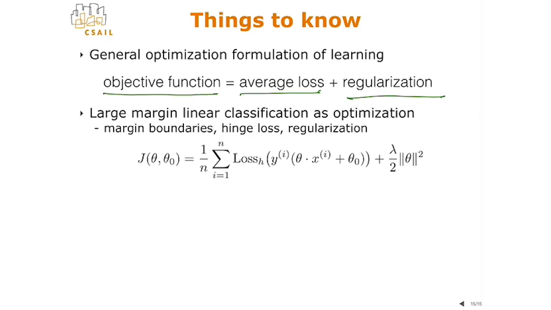We talked about large margin linear classification and how it can be turned into an optimization problem. To this end, we had to define margin boundaries, the distance that they lie from the decision boundary, how this relates to the hinge loss that we defined over the training examples, and how the regularization pushes the margin boundaries apart. All of this together defines then the objective function that guides how theta and theta naught are resolved as the minimizing values.